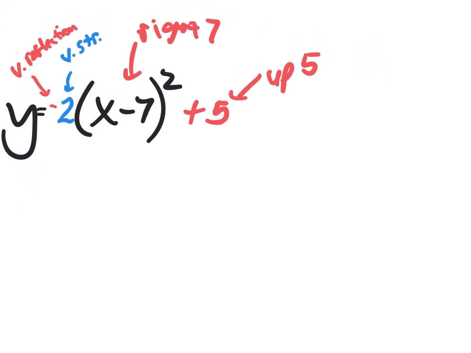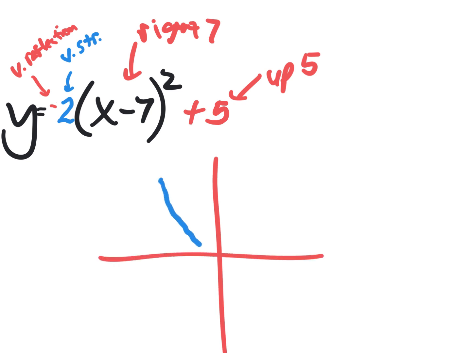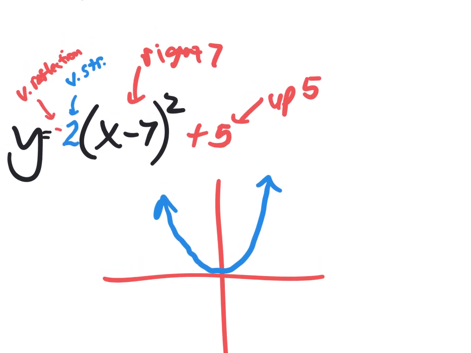So if I had to sketch how this thing would look, I would know that it was a parabola because it has a squared in it. And here's your standard parabola. Looks kind of like that. But that one hasn't been moved at all. And then I got to move it right 7, up 5, vertical stretch of 2, and a vertical reflection.